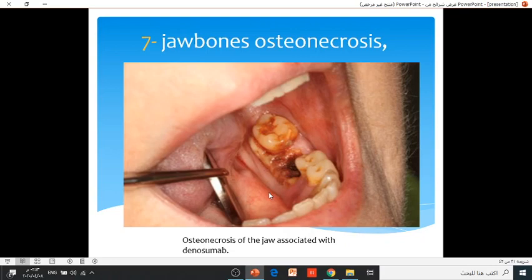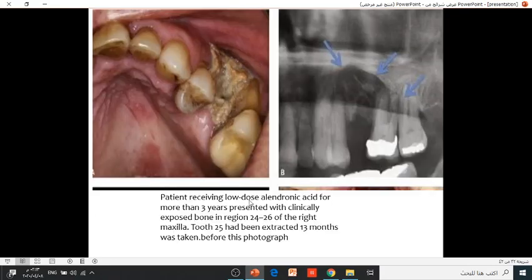This is an osteonecrosis. Here is a case of a patient receiving low-dose alendronic acid, which is a bisphosphonate agent. Here you can see the appearance on panoramic radiograph, massive radiolucency, bone sequestration. Here is the clinical appearance with necrosis, unhealing exposed bone. This is only after extraction of the upper left second premolar in a patient taking just a low dose of alendronic acid.